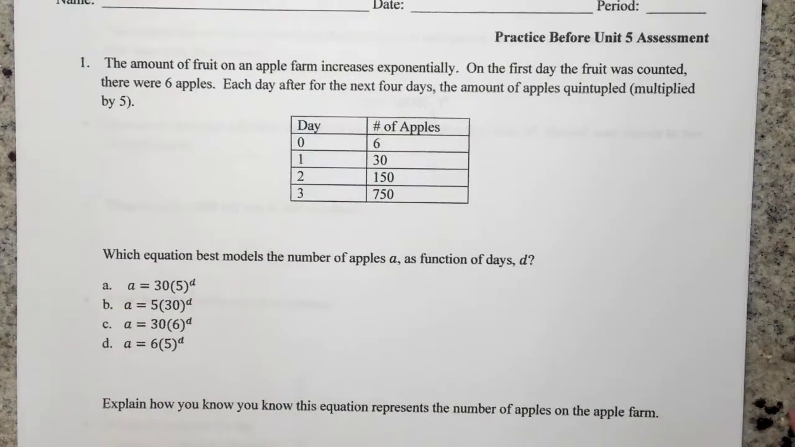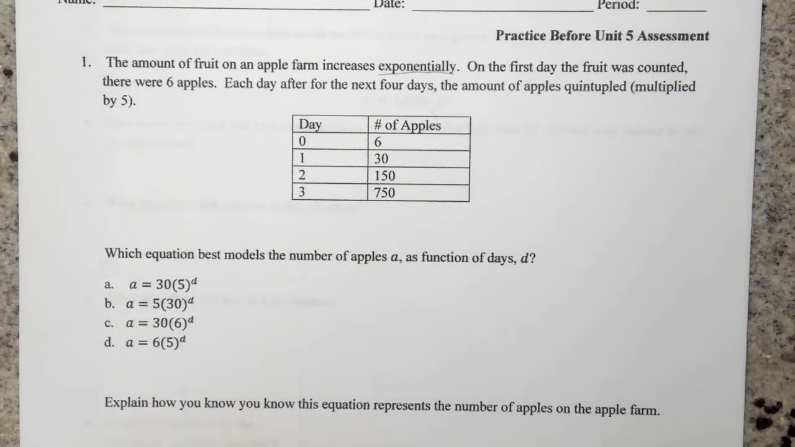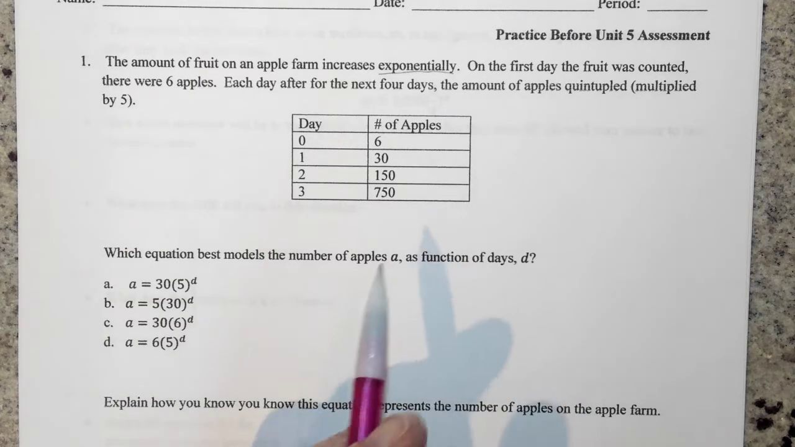All right, so we have an amount of fruit on an apple farm increases exponentially. So that should help us. And we should visualize that it's not going to be a constant rate of change. On the first day, the fruit was counted. There were 6 apples. Each day after, for the next 4 days, the amount of apples quintupled, meaning they multiplied by 5. So you can take a look up here.